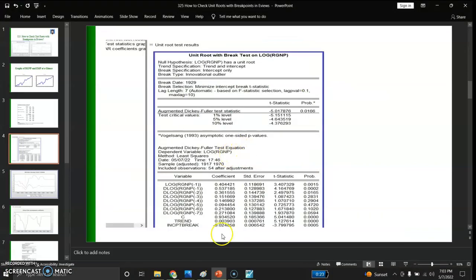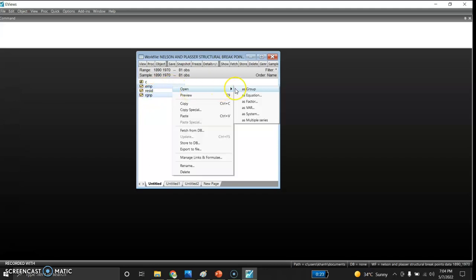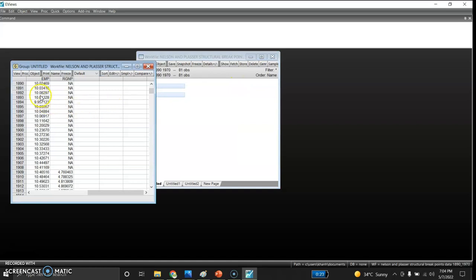Let me first go to my data in Eviews. Here is my data, and this sample is from 1890 to 1970. So this is monthly data. So we have 81 observations. Let me show these two as a group. Let me open as a group. So these are the two series. This is the employment series and this is the real GNP. There are some missing observations here.